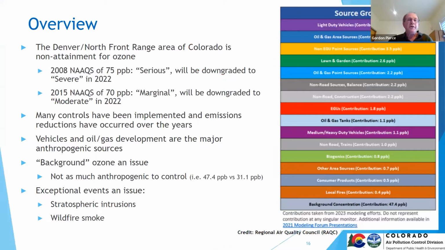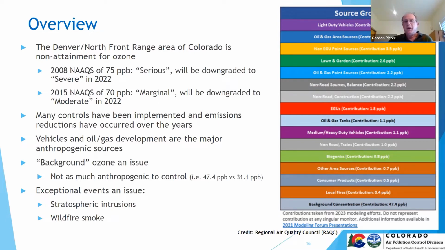So just to provide an overview, the Denver North Front Range of Colorado is currently designated as a non-attainment area for ozone. It's our only non-attainment area for any pollutant in Colorado. We're in non-attainment for both the 2008 National Ambient Air Quality Standard of 75 parts per billion, as well as the 2015 NAAQS of 70 parts per billion. We're currently classified as serious under the older standard and are going to be downgraded to severe in 2022. And similarly, with the newer standard, we're currently marginal and are going to be downgraded there as well next year.